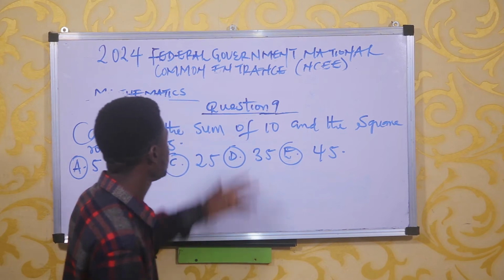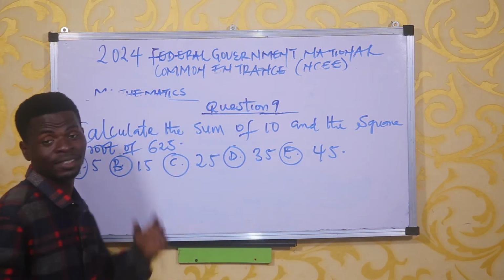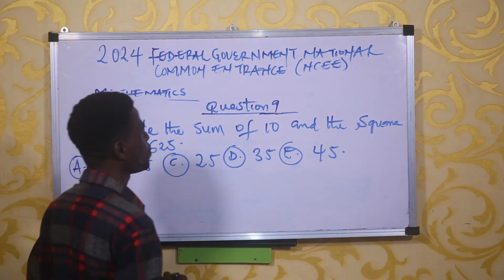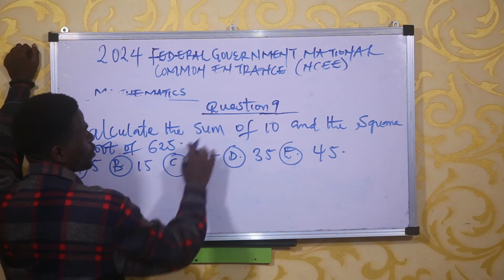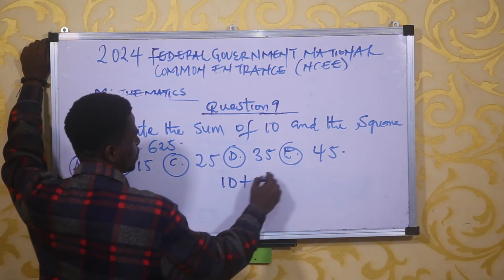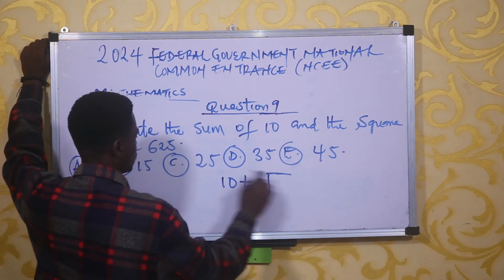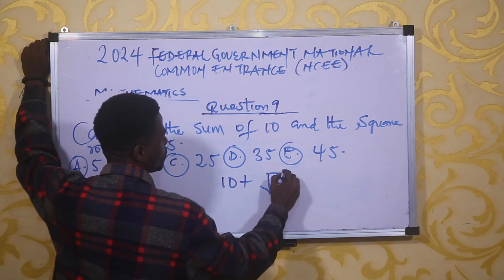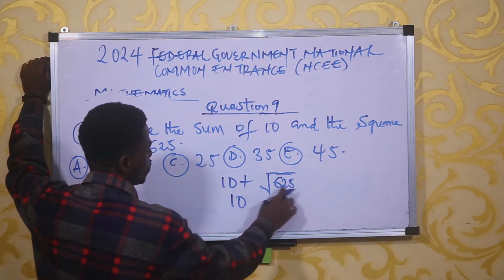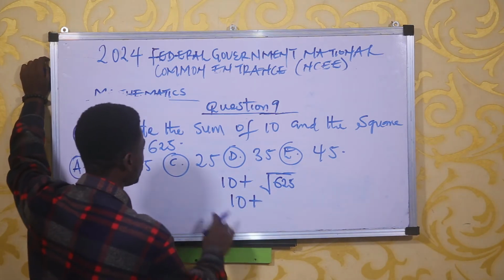Question 9 says calculate the sum of 10 and the square root of 625. When we say sum, it means addition, that's plus. So we have 10 plus the square root of 625. Take note of that. Then this is 10 plus, and the square root of 625 is 25.